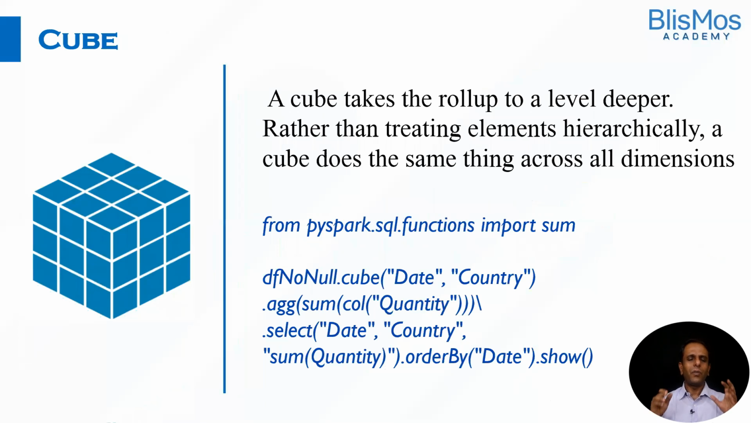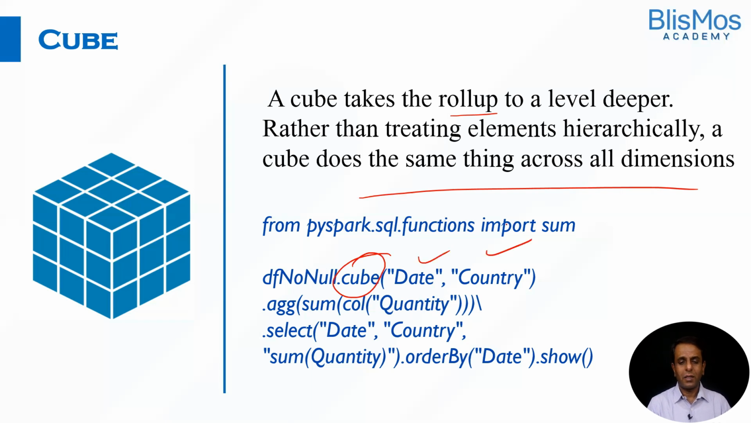Now, if you are not satisfied with a rollup at a hierarchical level, at one or two dimensions, you can go to the cube. What cube does is it rolls up the data at multiple dimensions, in a way across all the dimensions you can think of in that particular data set. The way we use the rollup, in the same way we can use the cube. We are trying to cube date and country in the same way.